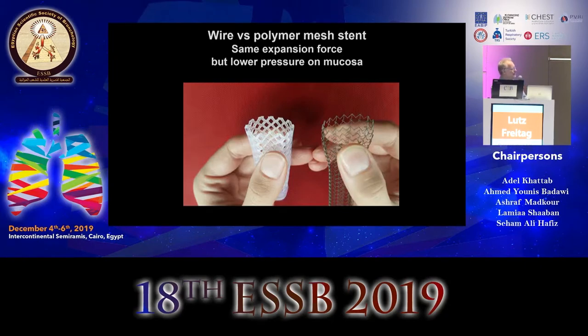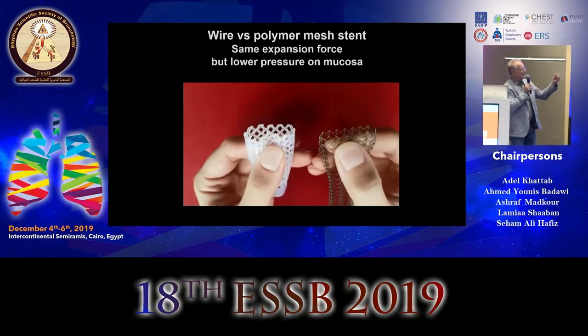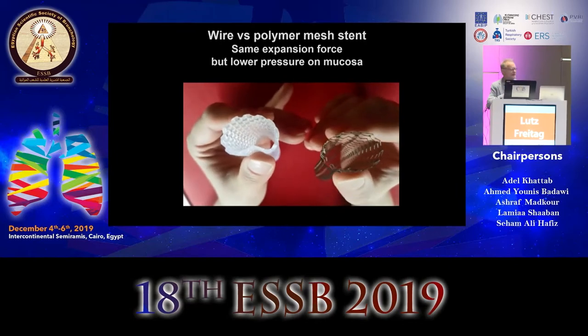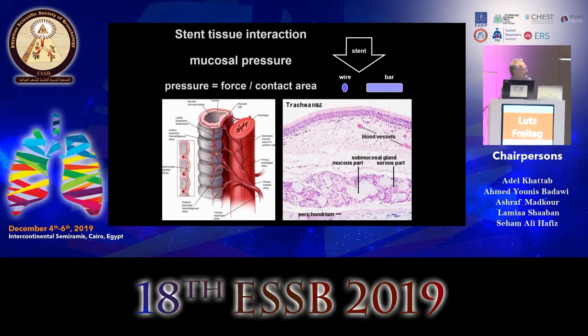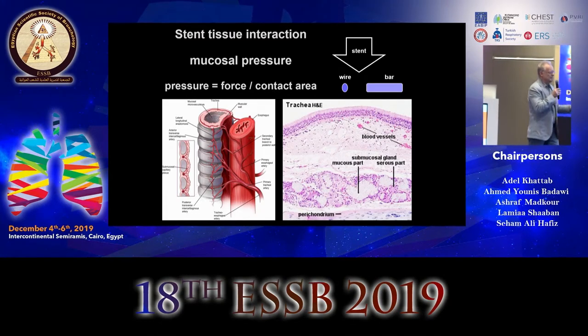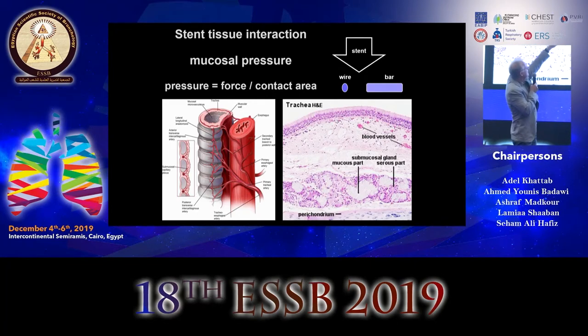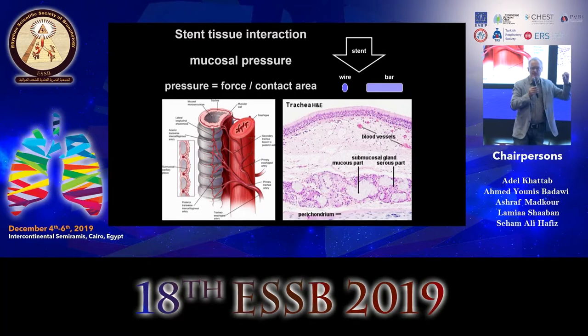When you have a mesh type stent and a metal stent and squeeze them, they can feel identical. So the expansion force of these stents is the same. However, biomechanically, it makes a big difference. This is the vascular system of the trachea, and it's very tricky. You see that there are many tiny vessels, and the whole distance from here to here, the mucosa, is just 1 millimeter. The trachea mucosa is not a big thing, it's 1 millimeter.